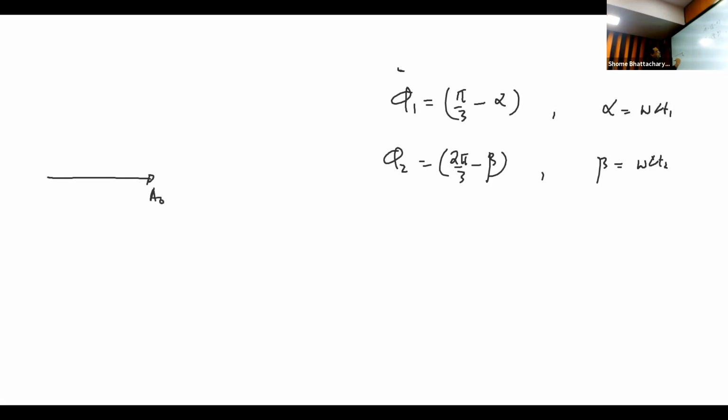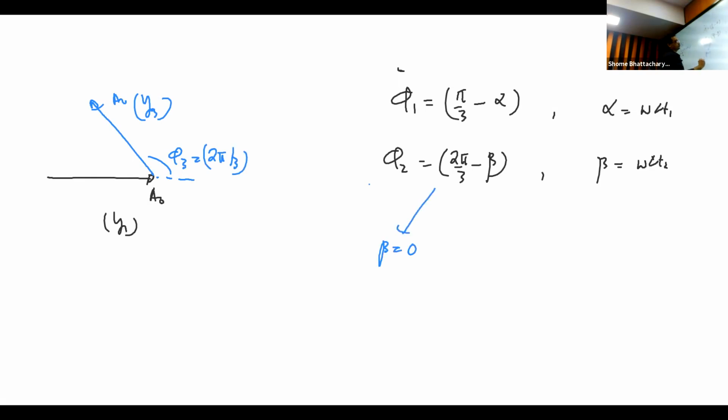This is from the first wave, and this one is actually from the second wave. This is from y3. This is not from the second, this is from the third wave, because I have taken phi3 as 2 pi by 3. So this is a condition where beta will become 0. So phi3 is equal to 2 pi by 3.